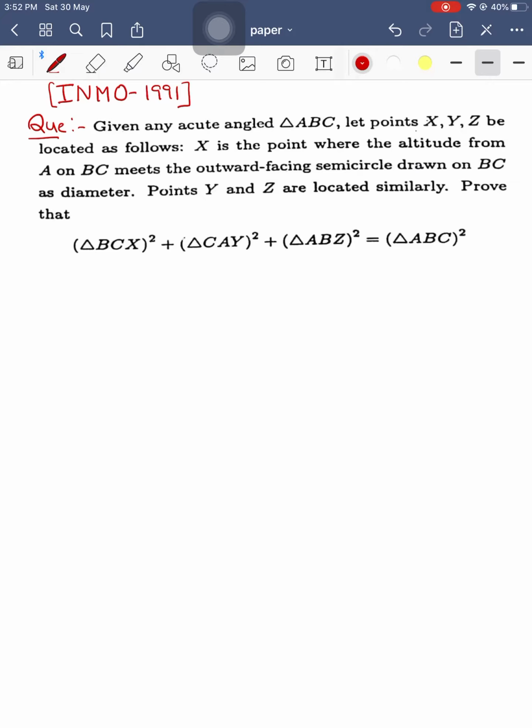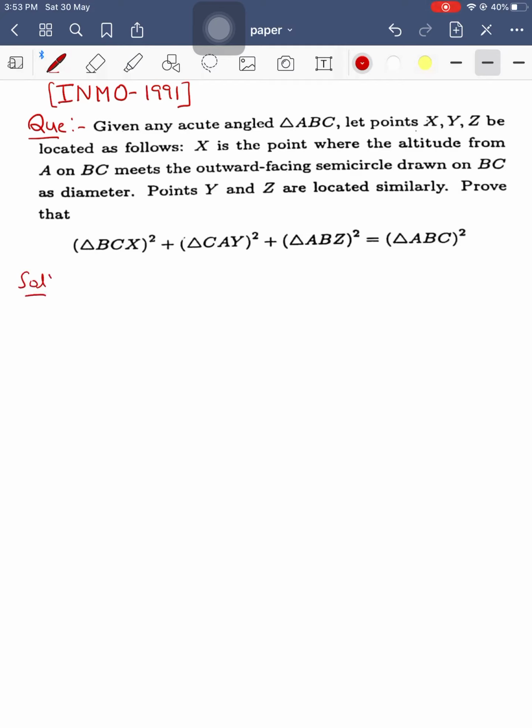In this problem we are given an acute angle triangle ABC, and points X, Y, Z are located as follows. X is the point where the altitude from A on BC meets the outward facing semicircle drawn on BC as diameter. Points Y and Z are located similarly, and we have to prove that the square of the area of triangle BCX plus the square of the area of triangle CAY plus the square of the area of triangle ABZ equals the square of the area of triangle ABC. Okay.